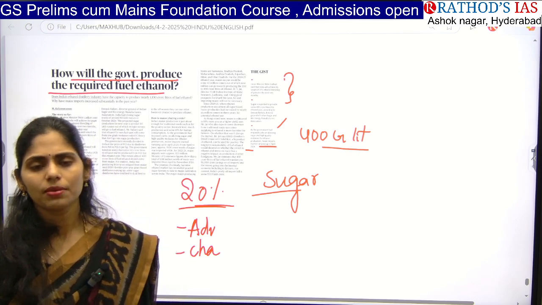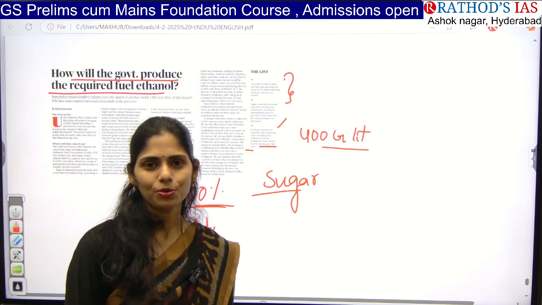Okay. So these are some important topics that appear in today's Hindu newspaper. So by this I'm concluding.